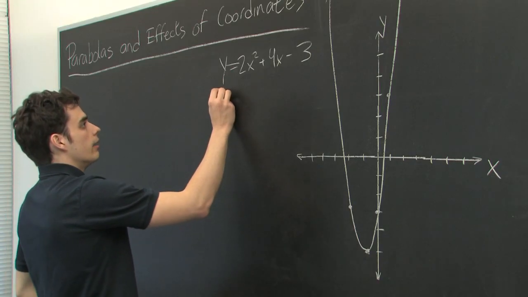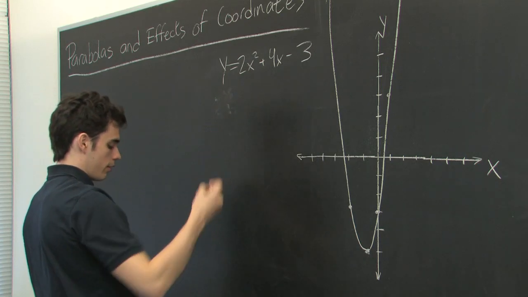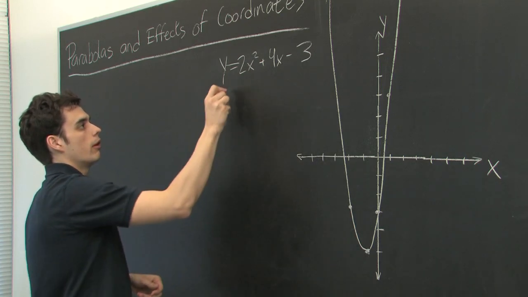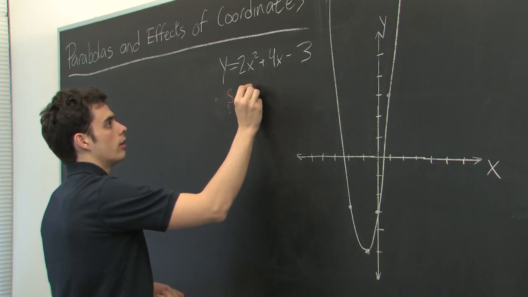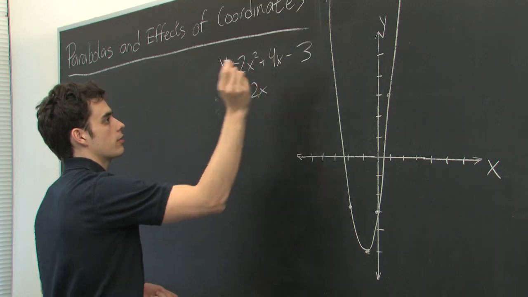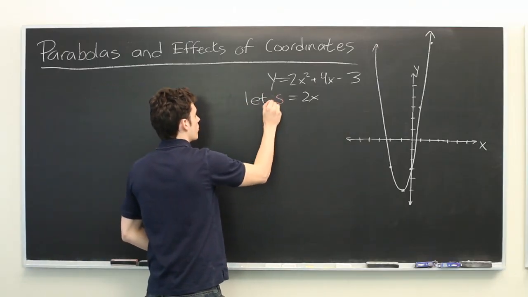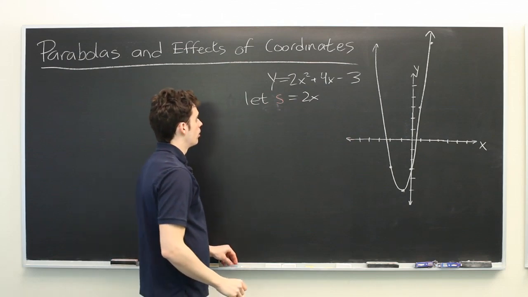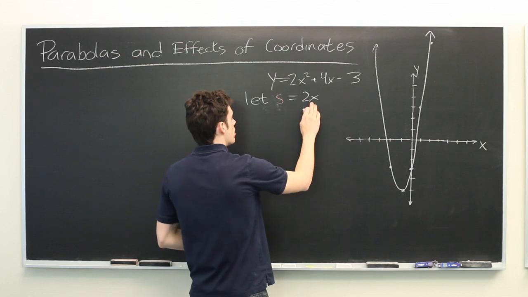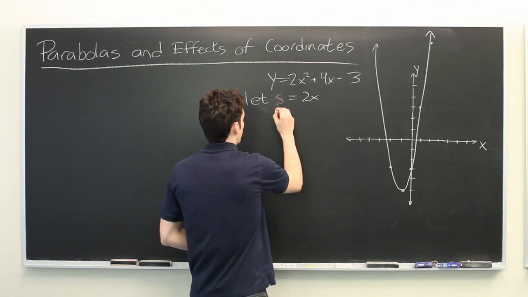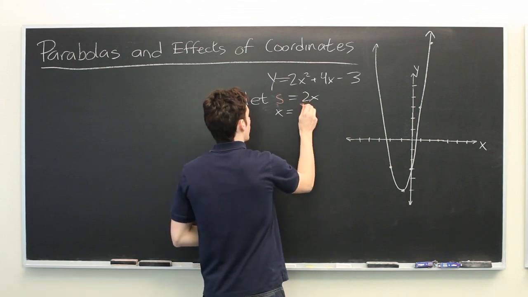Now let's say that we're making a substitution here, introducing a new variable. We're letting s equal 2x, for example. What does this do for us? Well, first what we want to do is to solve for x in terms of s, which we can see will be s over 2.